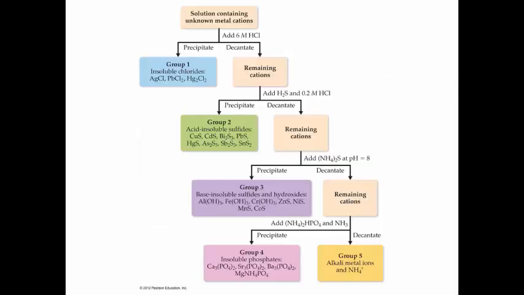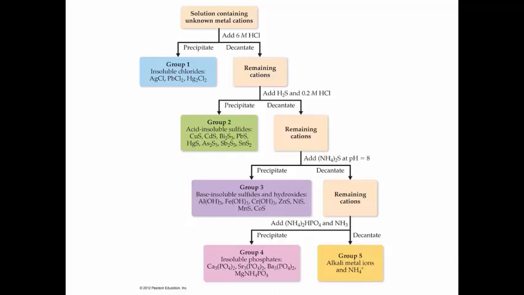So here's an example of a flow chart of how we can start to identify whether these ions are in solution. See at the top we have a solution containing unknown metal cations, and you can do this for anions too. There's a similar chart for that. So if we add hydrochloric acid, all the metal ions that are highly reactive are going to stay in solution, and the ones that aren't are actually going to come out of solution, like the silver, the lead, and the mercury, where you get the insoluble chlorides.